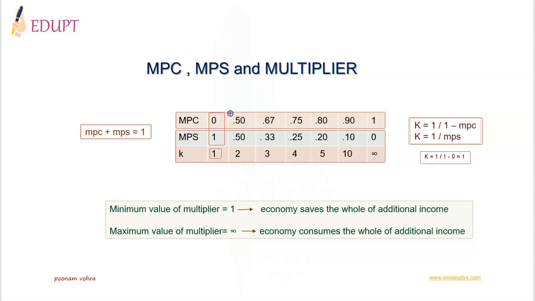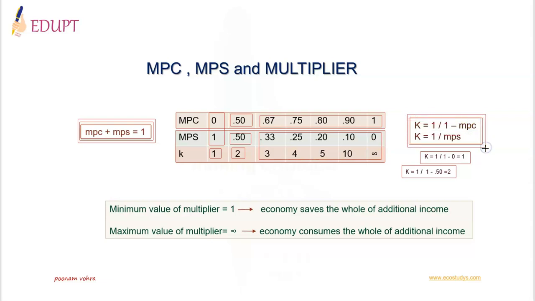When MPC is 0.50, MPS would be 0.50 because MPS would be 1 minus MPC. Multiplier in this case would be 1 over 1 minus 0.50. It is 2. So we get 2. Similarly, one can find MPS in each case, keeping in view this formula, and one can find multiplier also, keeping in view this formula and substituting the values.